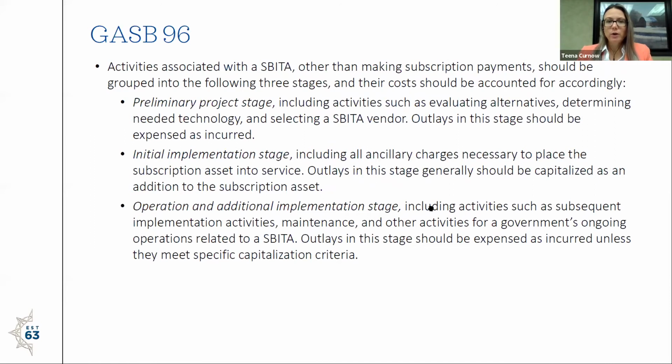Activities associated with a subscription-based IT arrangement, other than making subscription payments, should be grouped into the following three categories, and their costs should be accounted for accordingly. The preliminary project stage, including activities such as evaluating alternatives, determining needed technology, and selecting the vendor, should be expensed as incurred. The initial implementation stage, including all ancillary costs necessary to place a subscription asset into service, should be capitalized as an addition to the subscription asset.